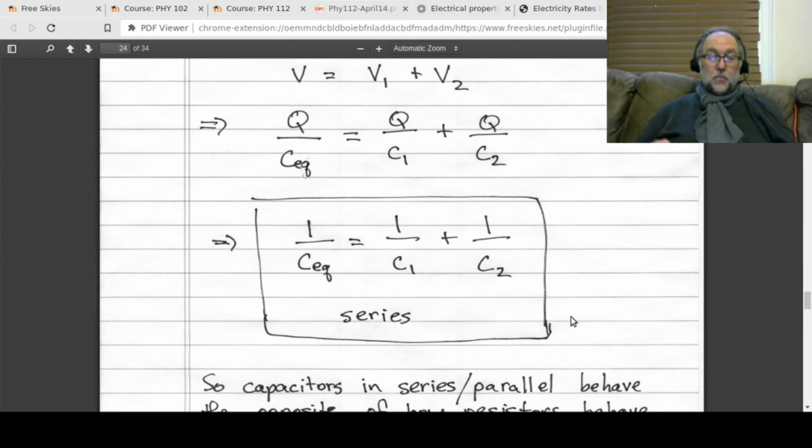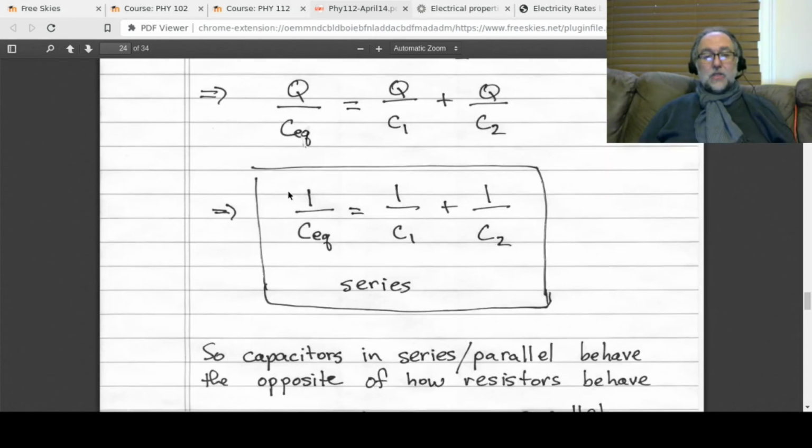So when you hook up capacitors in series, it's the reciprocals that add. In parallel, they just add. In series, it's the reciprocals that add. And there you go.